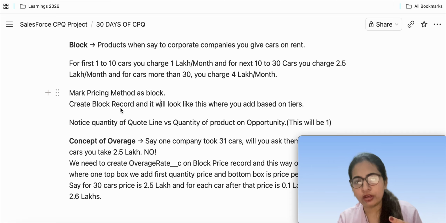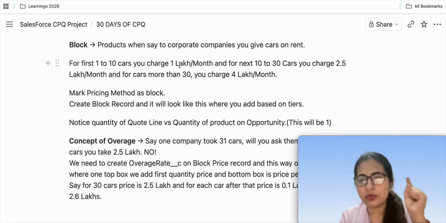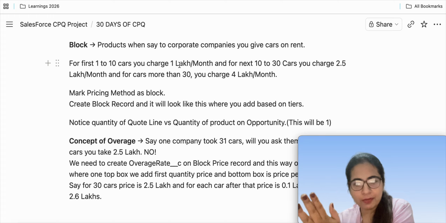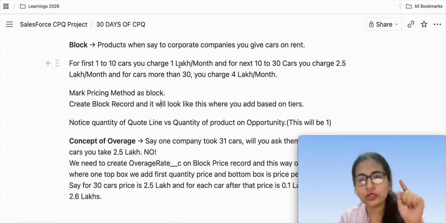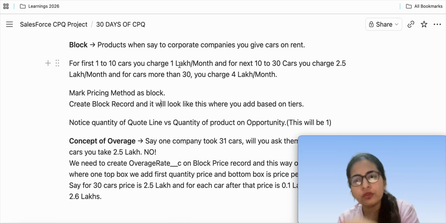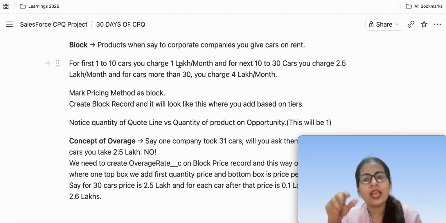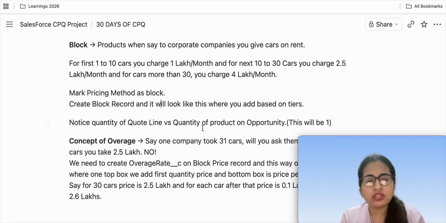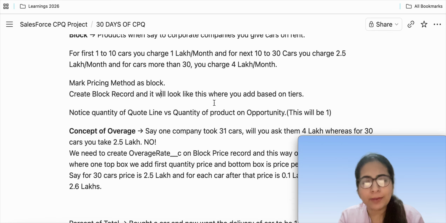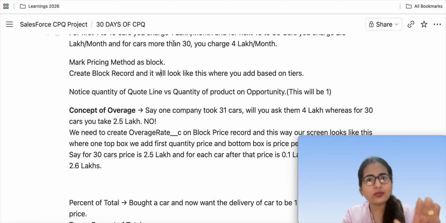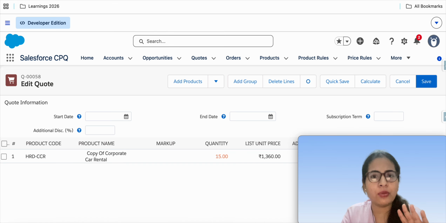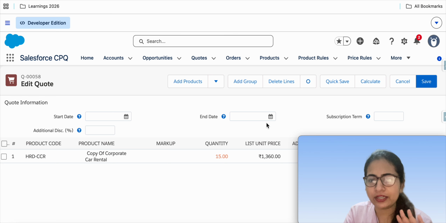Once you create the block records on the product, for 1 to 10 you will write 1 to 11, because the upper bound is minus 1. The lower bound is included and the upper bound is excluded. Then you write the amount. This is how it works. Let's go and check out how it exactly looks in the quote line editor.